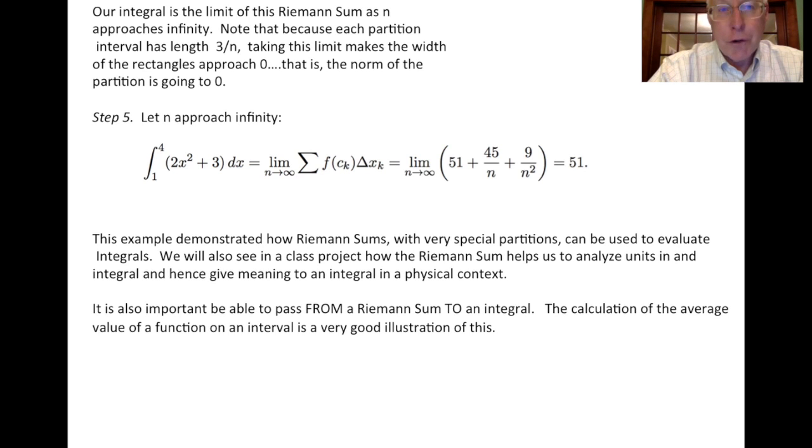It turns out there are many integrals that we cannot do by any easy method, and if you run across functions that are of that nature and have to integrate them, you'll probably have to resort to something like Riemann integrals, of course with the help of a calculator or computer. Now, we can also pass the other way. We'll often pass from a Riemann sum to an integral, and we're going to show one demonstration of that, and that's the calculation of the average value of a function over an interval.